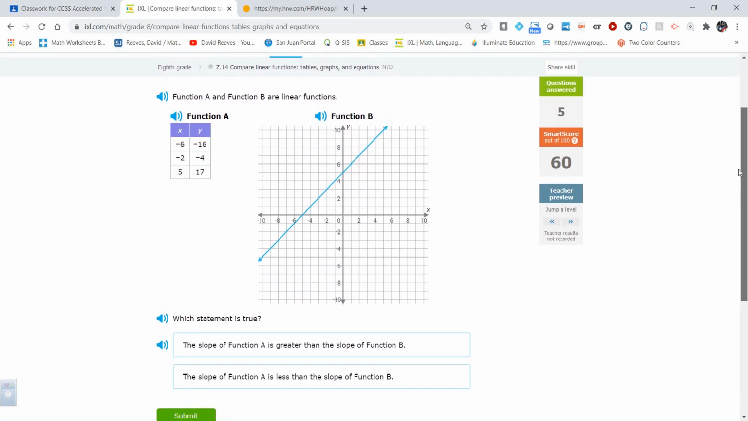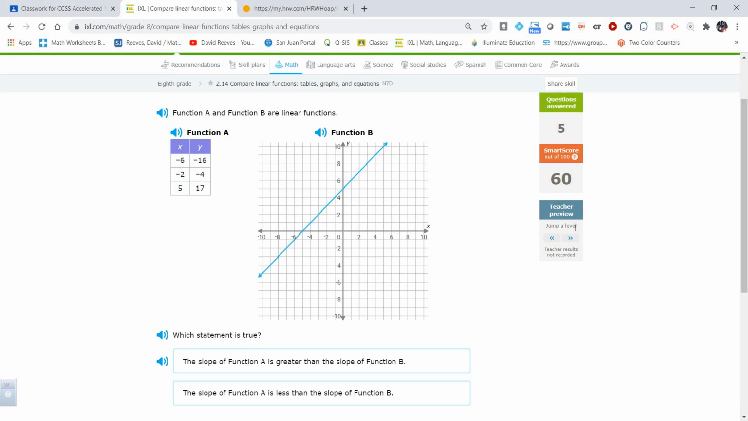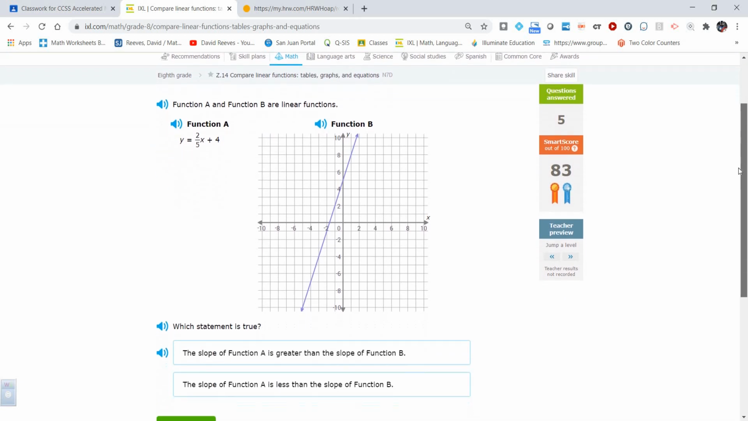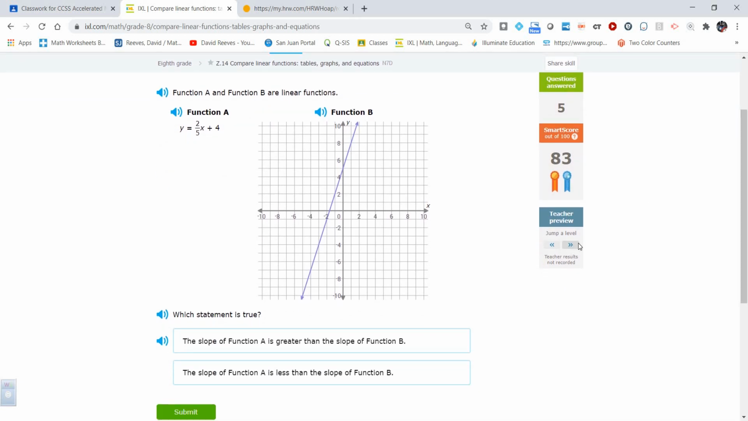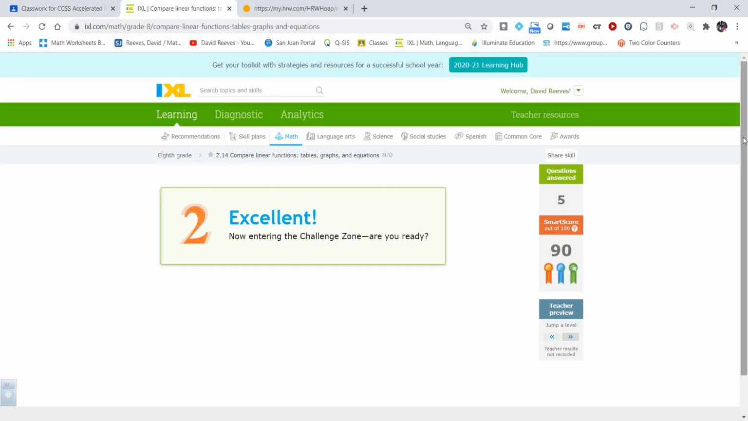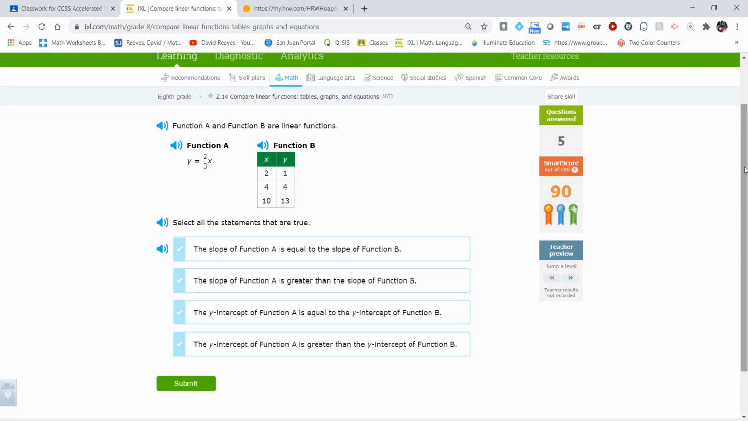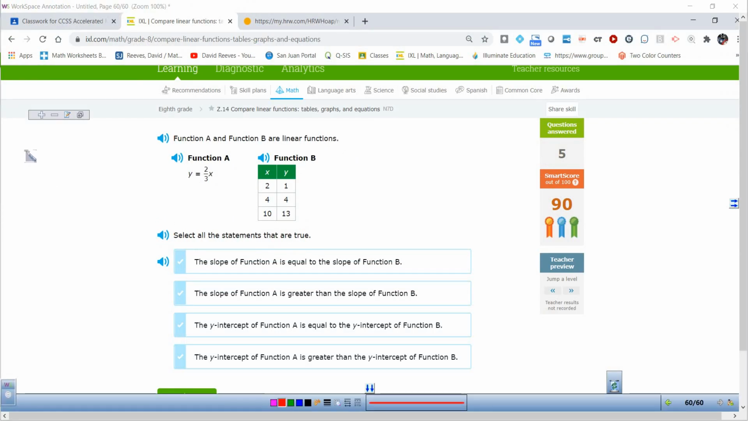Again, we're back to slope. I'm going to let you guys take a look at slope. What do we have next? All right, again, slope. Same idea with slope. Comparing slopes, I think we're pretty proficient at that. Okay, well, now they want us to compare slope, and they want us to compare y-intercept.